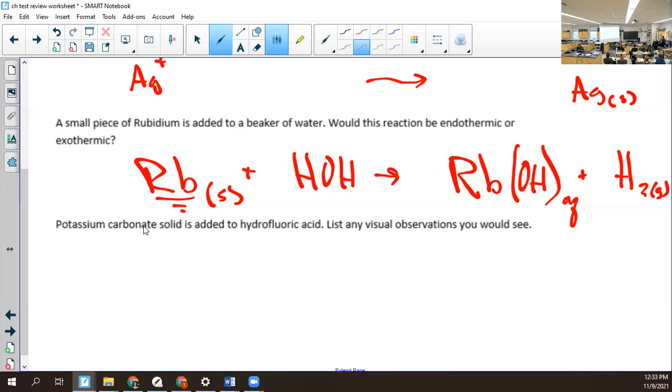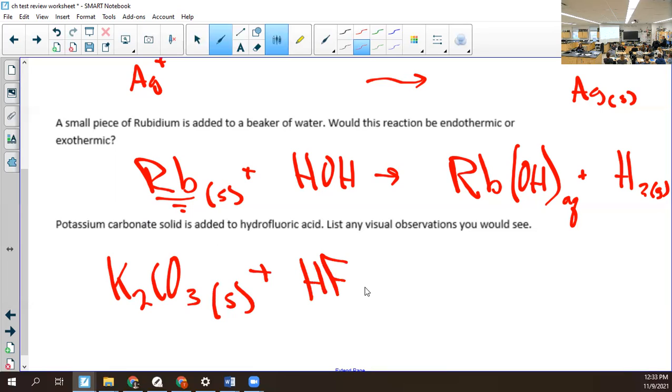Next, potassium carbonate, K2CO3 solid, is added to hydrofluoric acid, HF. I need to know what goes in this bracket.